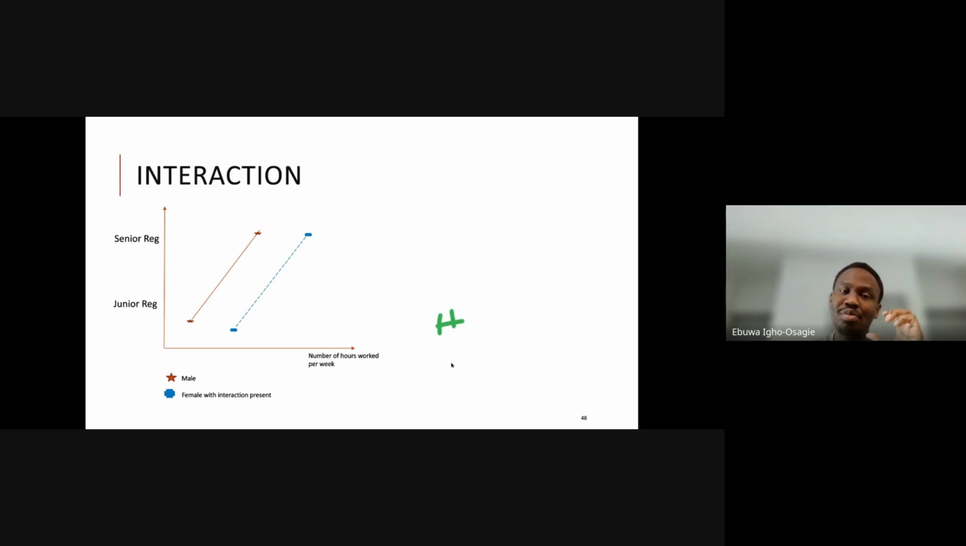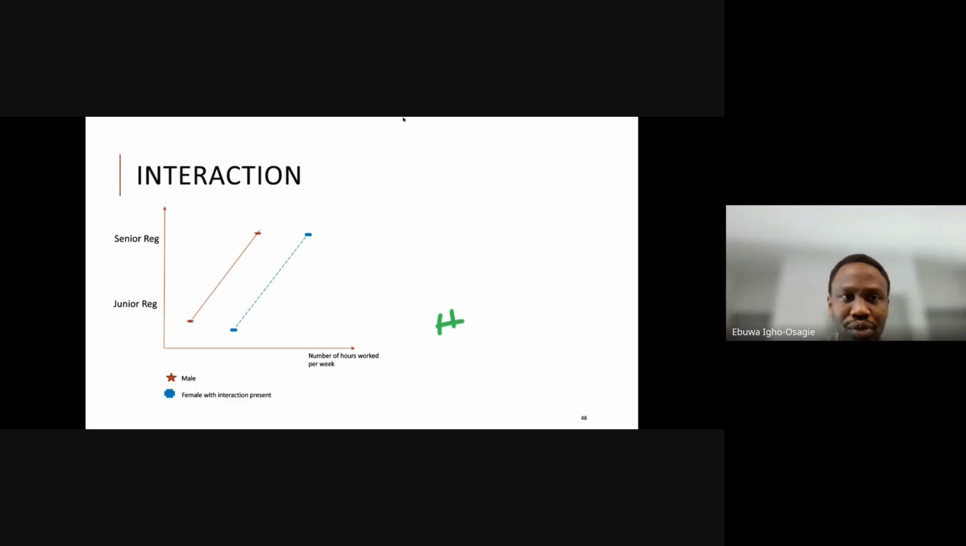And so when you break the relationship between male and female, and this is a bad example because both of them are dichotomous, when you break that relationship into what is the impact of being a junior reg and senior reg on the relationship between being female and the number of hours worked, that is when you have interaction.